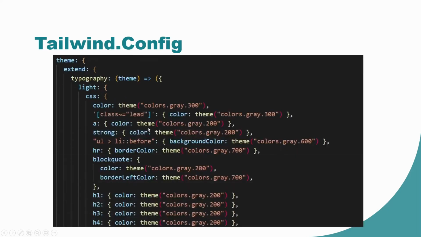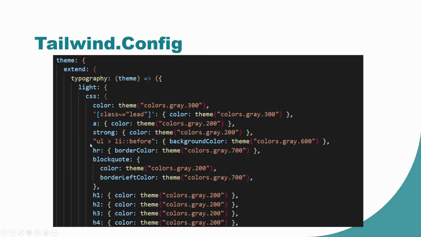And next, we want to go to theme. And in the extend, we're going to look at the typography plugin again. And in here, we can specify our modifier. We mentioned the light modifier because by default, it's using the dark colored typography. So I use light here. You can name it whatever you want. And once that's done, you can add the CSS to it for each of the HTML elements.